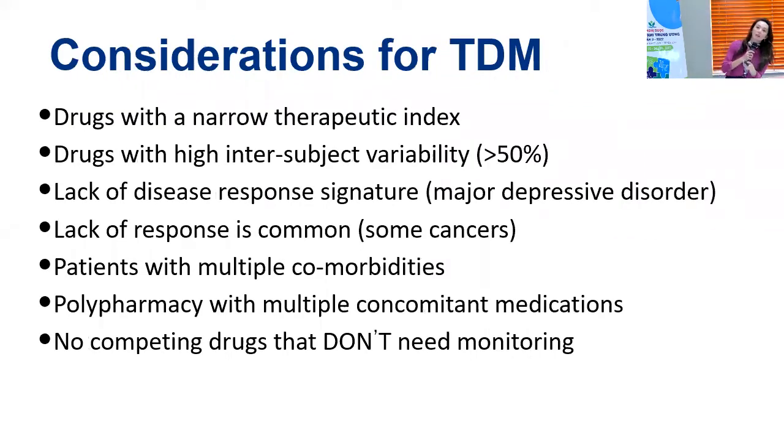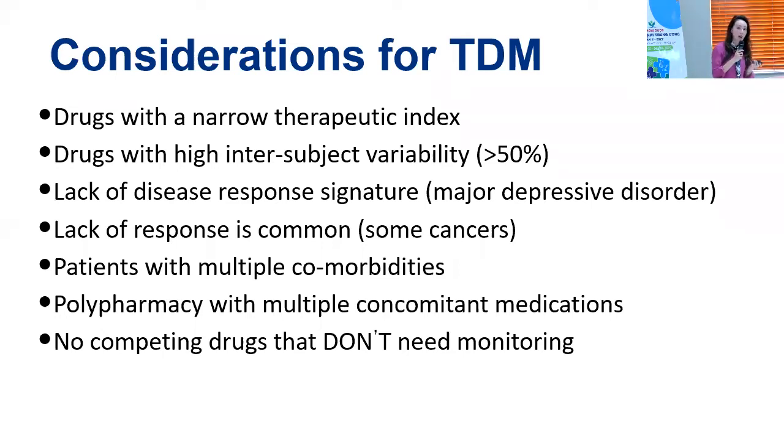Okay. The drugs that are normally under therapeutic drug monitoring go beyond antibiotics. We have a lot of other drugs in the United States for which we conduct TDM in the hospital setting, and some in the clinic setting. These include drugs that have a very narrow therapeutic index, obviously, and drugs that have high inter-subject variability, meaning from one patient to another you're expecting a 50% change in volume or clearance. And drugs where you lack a disease response signature, so essentially you don't have any other option besides that.